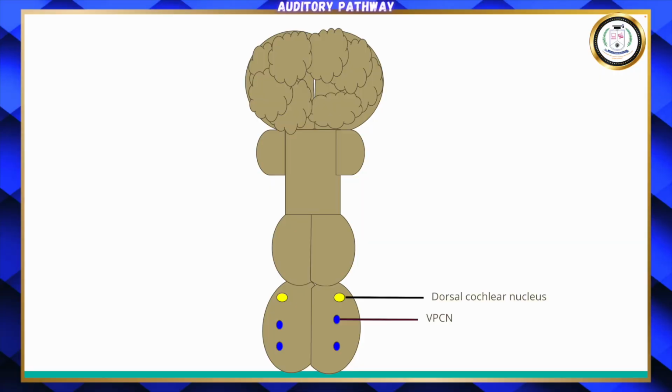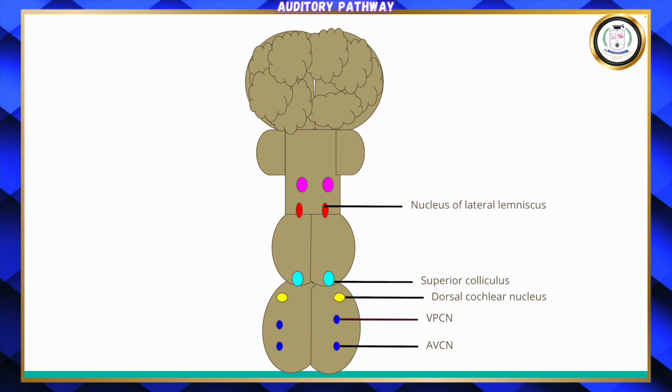And the other two blue colored nucleus is called as anteroventral cochlear nucleus. Then comes this structure. This structure is called as superior olivary nucleus. Then you have this structure. This is called as nucleus of lateral lemniscus. And you have this structure. This structure is called as inferior colliculus.